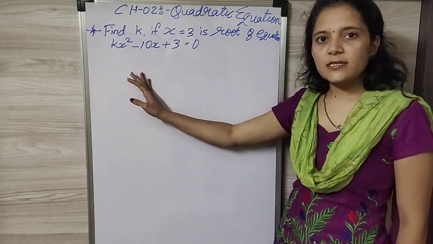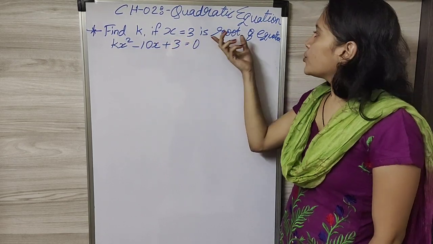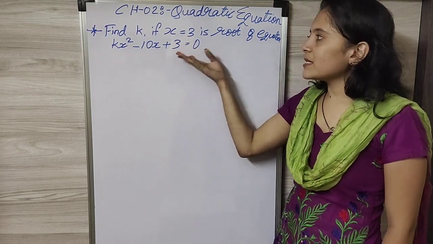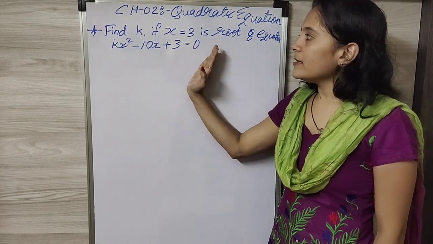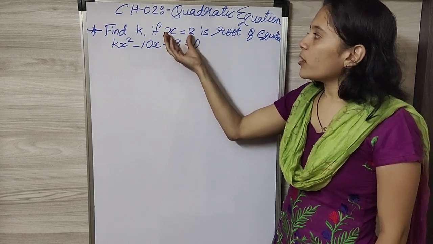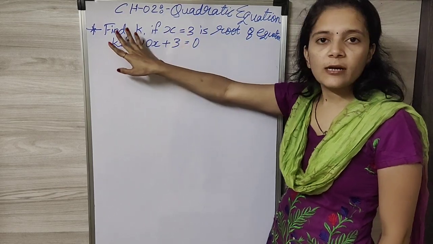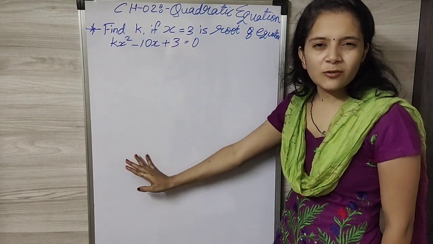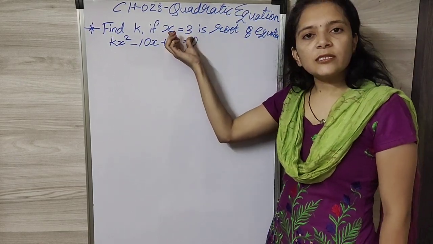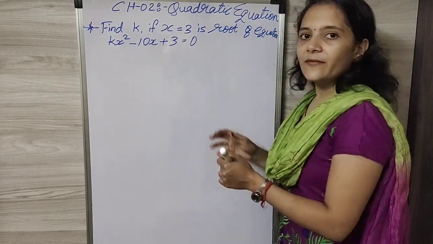So the next question is, find k if x is equals to 3 is a root of the equation kx square minus 10x plus 3 is equals to 0. Here in this case, the equation is given and I have got the value of x, that is x is equals to 3, and I have to find the value of k. Now it is very simple to solve, it is very easy. Simply what you have to do is put x is equals to 3 in the place of x in this equation. So shall we start?